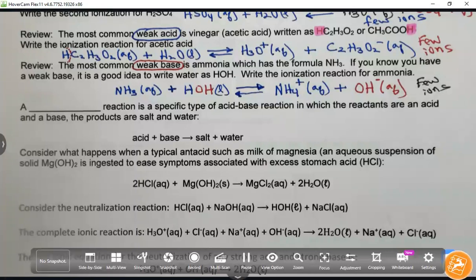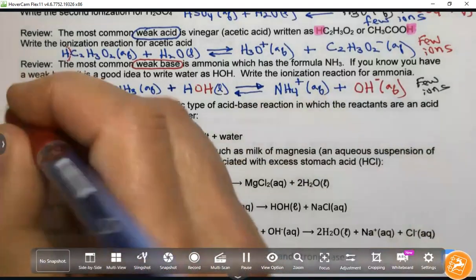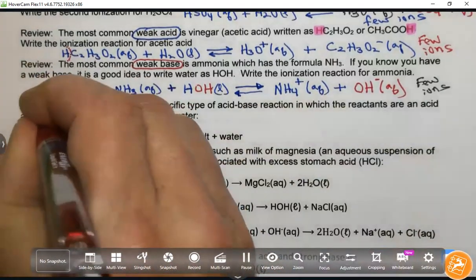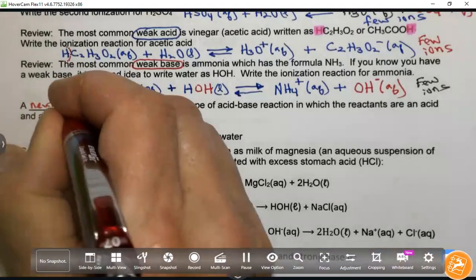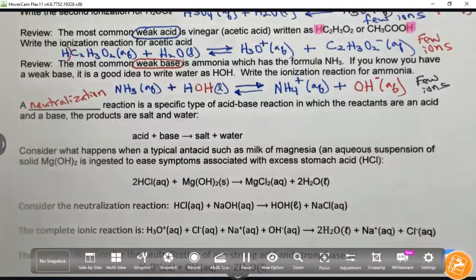All right, so now let's put this all together. Neutralization reaction.